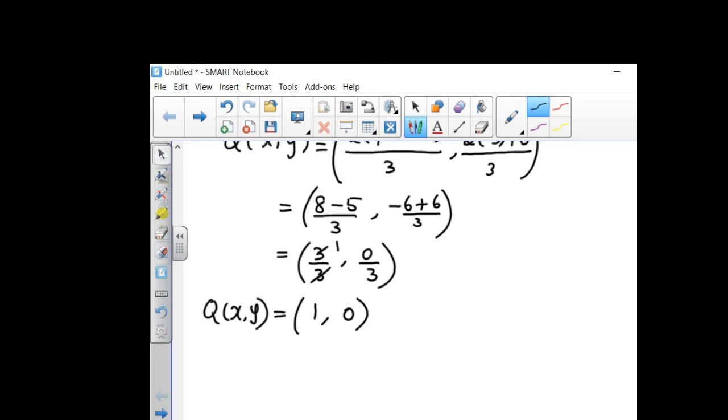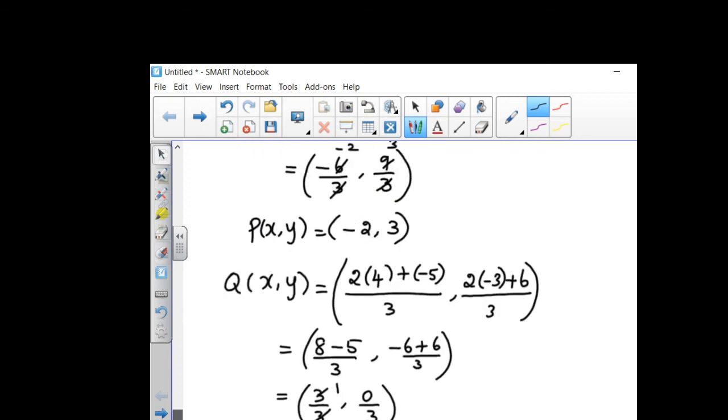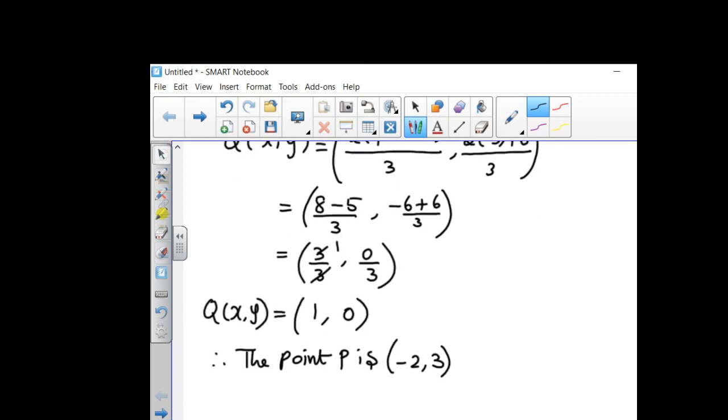Therefore, the point P is minus 2 comma 3, and the Q is 1 comma 0. Okay, that's all.